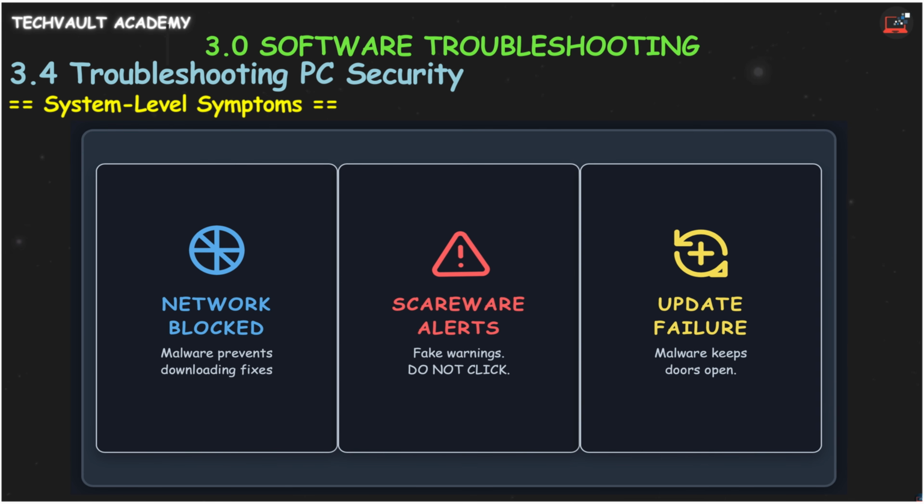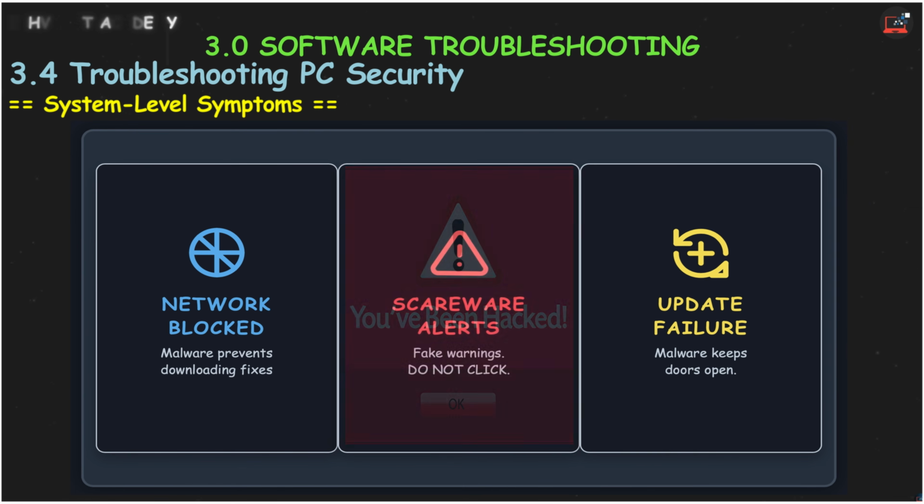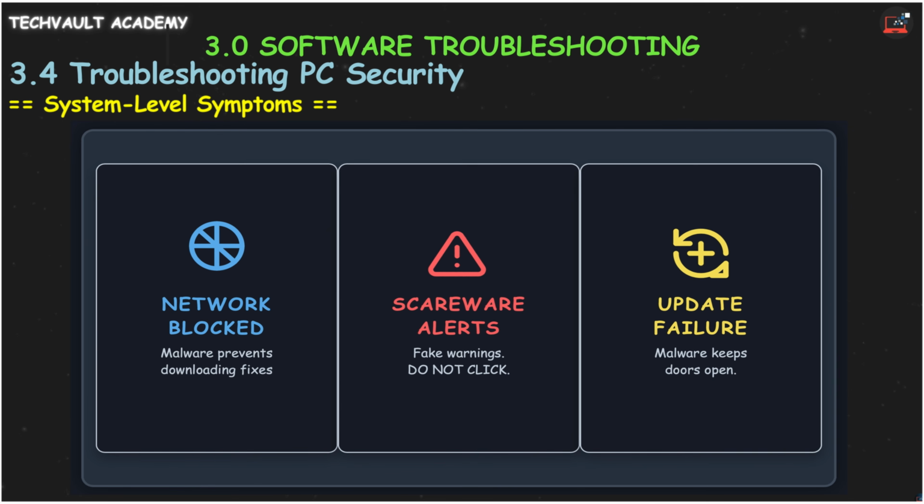Next, we have the theatrical side of malware, scareware. You might see a desktop alert screaming that your antivirus has expired or that your computer is infected with 1,000 viruses. These are false alerts designed to panic you into calling a scam number or clicking a malicious link. They are a production, a fake emergency. If you see these, do not click them. Run a legitimate scan with your own trusted software.